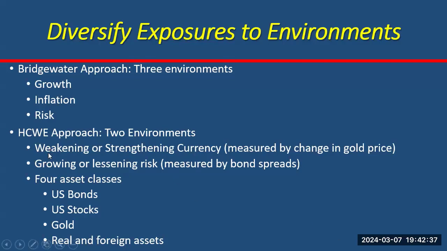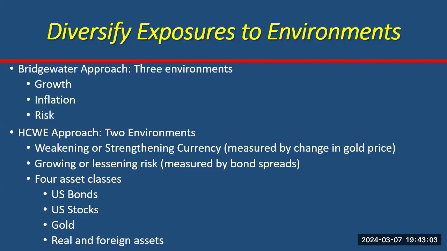Currencies, and here he's really talking about inflation. Currencies can be strengthening or weakening. What does inflation do to a currency? If you have unexpected higher inflation, what does the currency do? It's going to fall. It's going to weaken. All right. And he says it's really simple. You can measure that by the change in gold prices. He says gold prices predict that in advance.